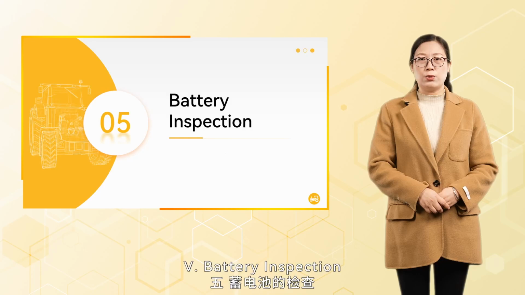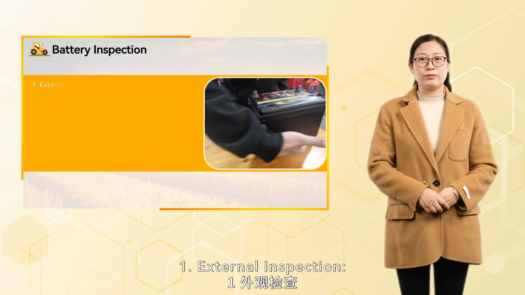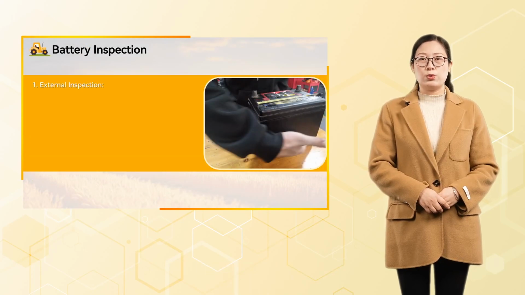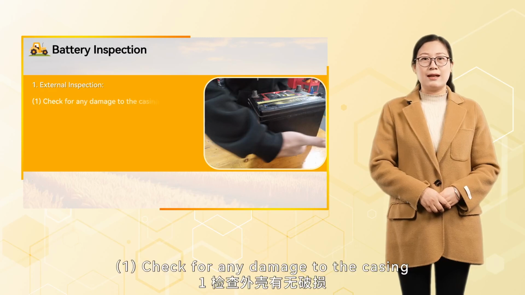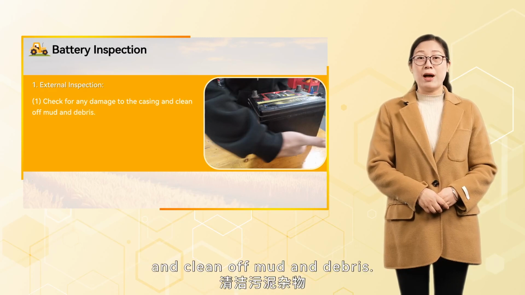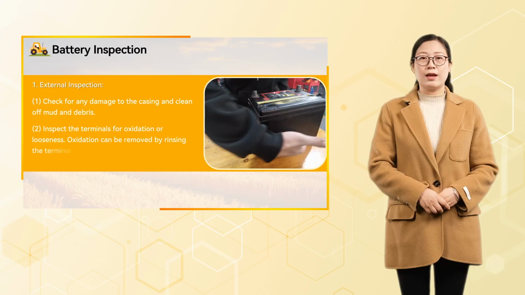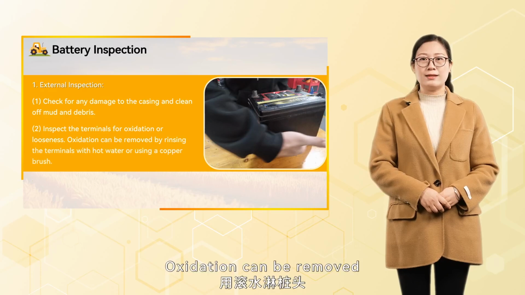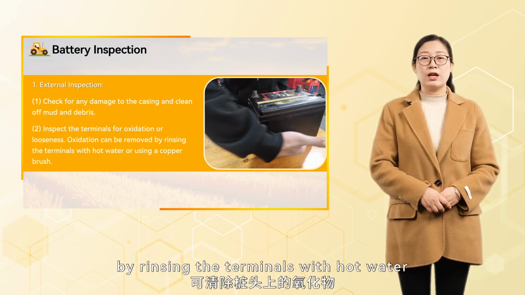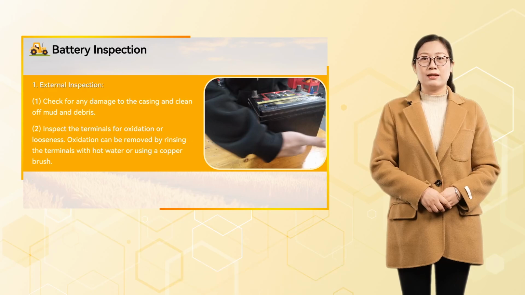5. Battery inspection. 1. External inspection. 1. Check for any damage to the casing and clean off mud and debris. 2. Inspect the terminals for oxidation or looseness. Oxidation can be removed by rinsing the terminals with hot water or using a copper brush.